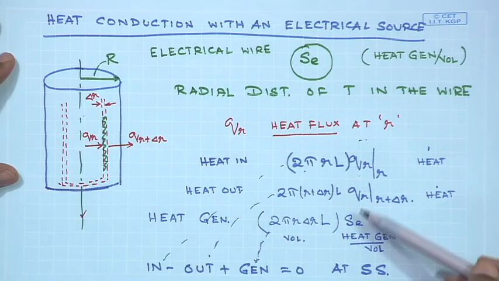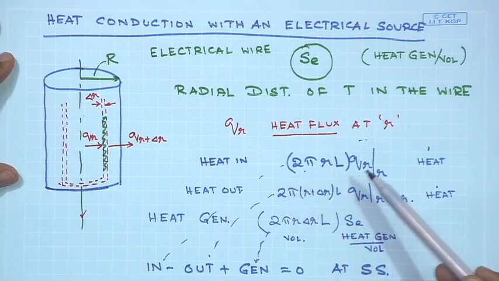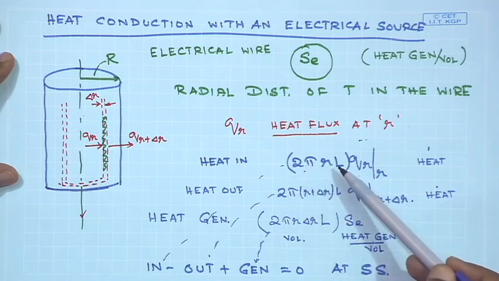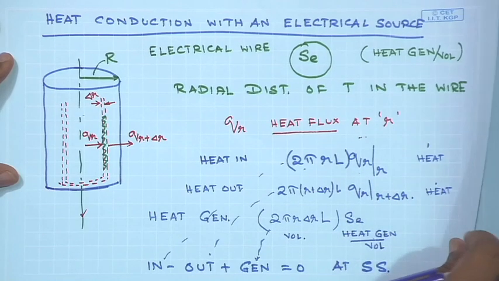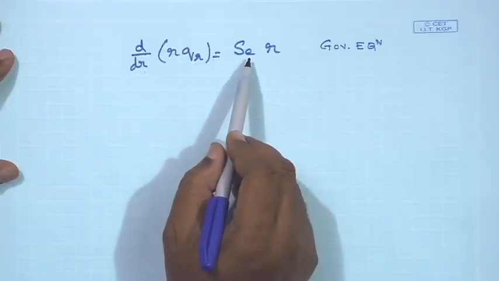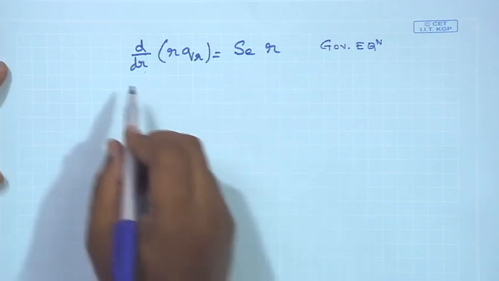So, in minus out plus generation equals 0, divide, cancel the terms, cancel 2 pi L etc., and divide both sides by delta R would simply give you the final expression as d/dR of R Q R minus S E R is equal to 0.